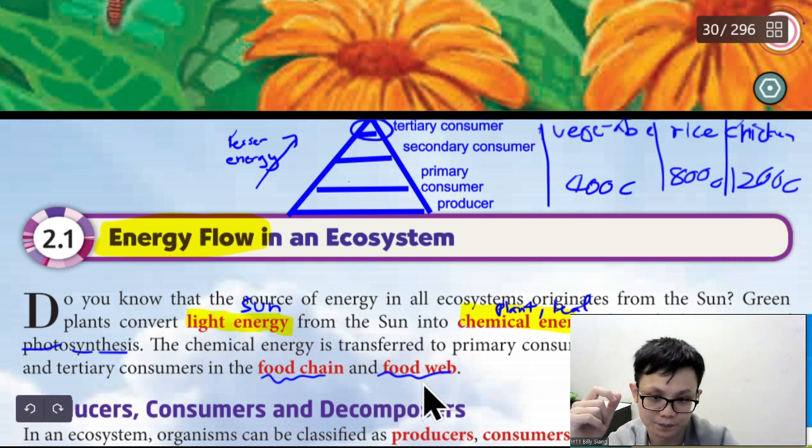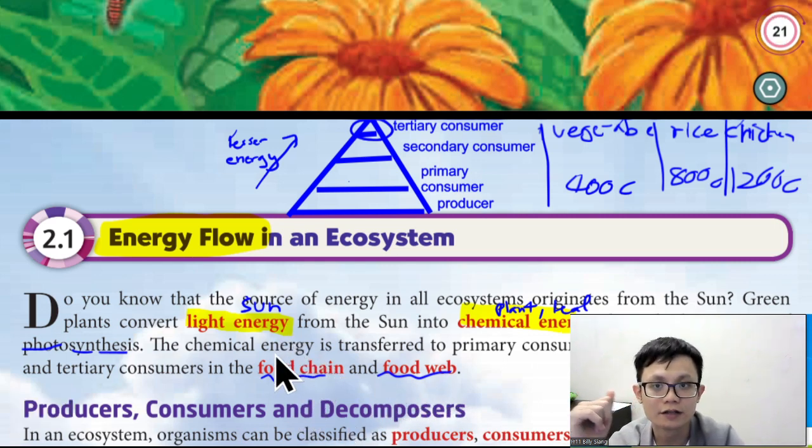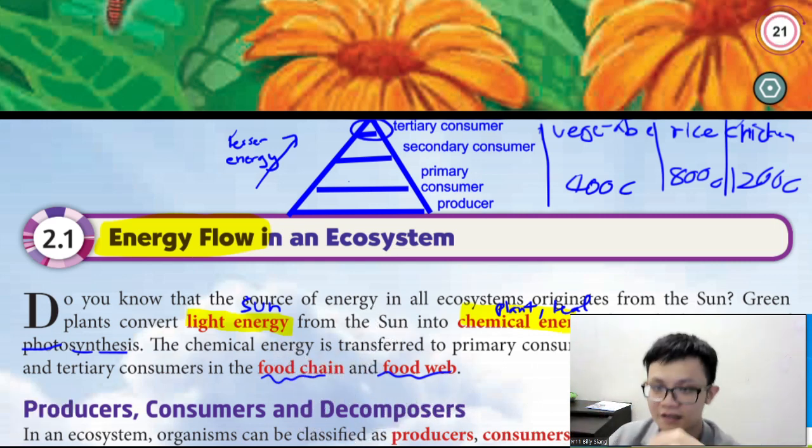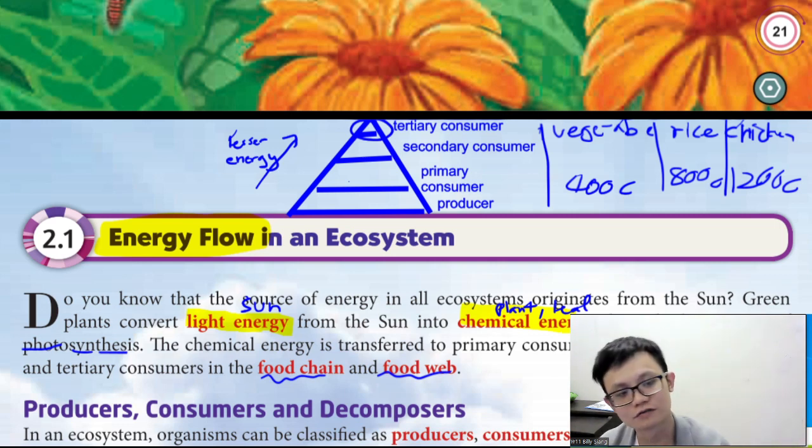food web. What is the difference between food chain and food web? I mean, she copied from the net, but if you don't know, you can search Google, because Google is your teacher.